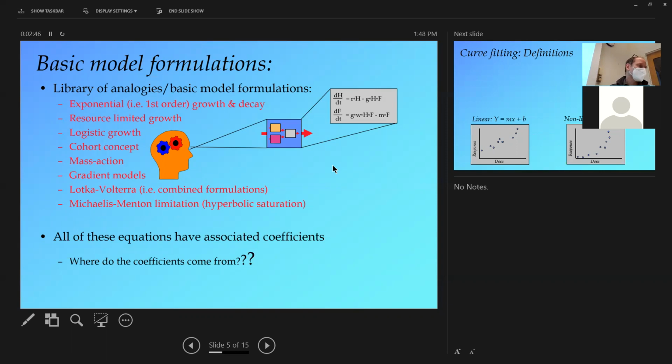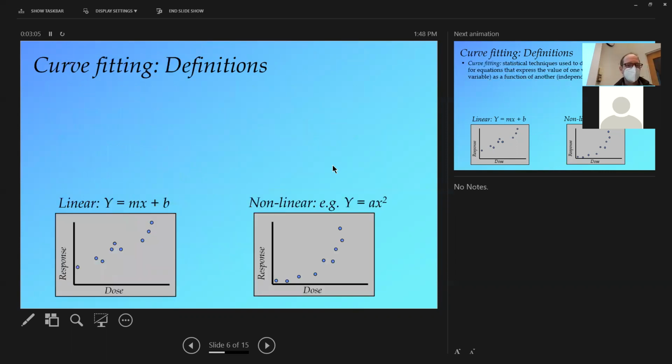At the end of the day, those coefficient values are derived from empirical experiments in which people actually measure things, and they derive the value of those coefficients. So that's what I want to talk about today: how we go about deriving those coefficient values. There's a general process, and there are a couple of names for it. One is curve fitting, the other is regression, because this is about expressing the relationship of one variable as a function of another variable.